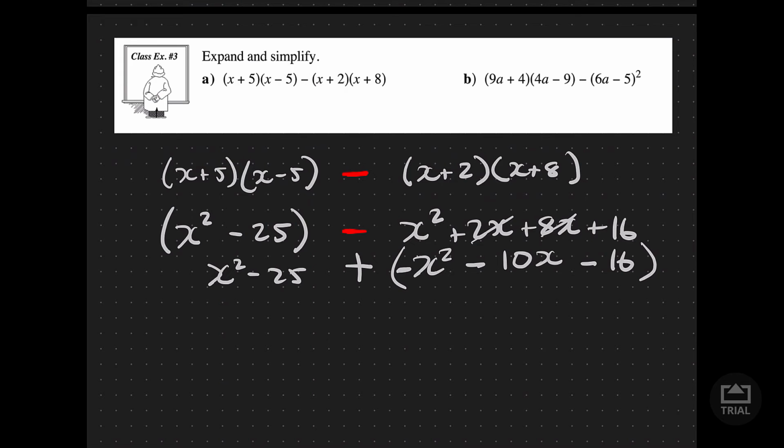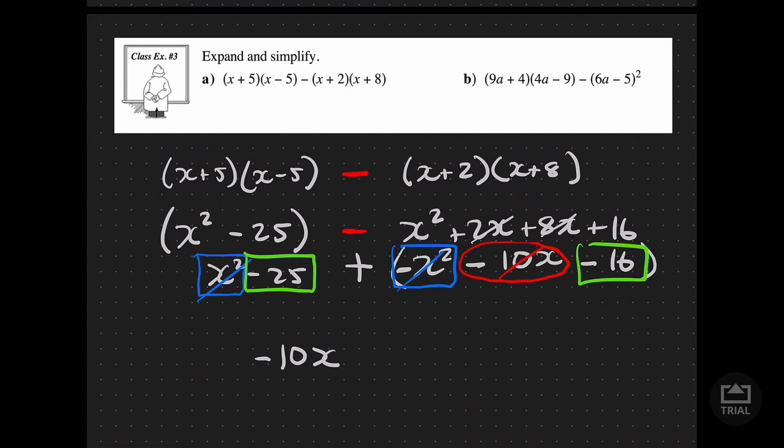So you can see right here I've got an x squared and I have a negative x squared. They're just going to cancel each other out. I've got a negative 10x, and there are no other x's anywhere, so I'm going to have a negative 10x. That one is finished. And now I deal with my constants. I have a negative 25 and a negative 16, and combined together that is going to be a negative 41, and that would be your final answer.